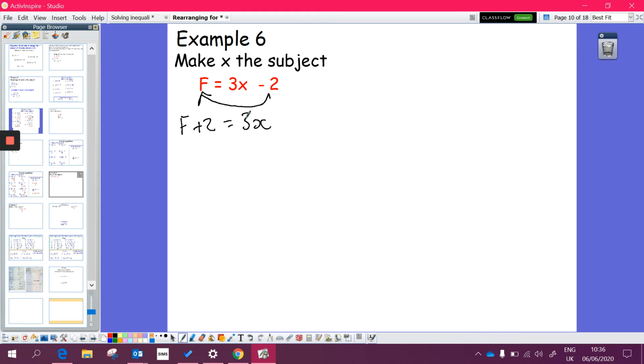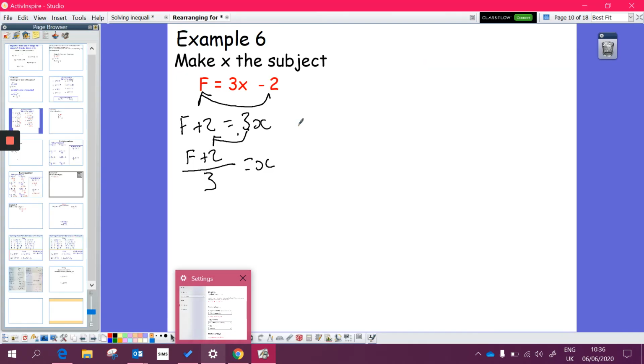And then we need to get rid of, or move over, the 3. So remember, this means times. So when this goes over there, it becomes a divide. So you get F plus 2, and remember, it all gets divided by the 3. So put it like that, equals your x. Again, that is your answer.